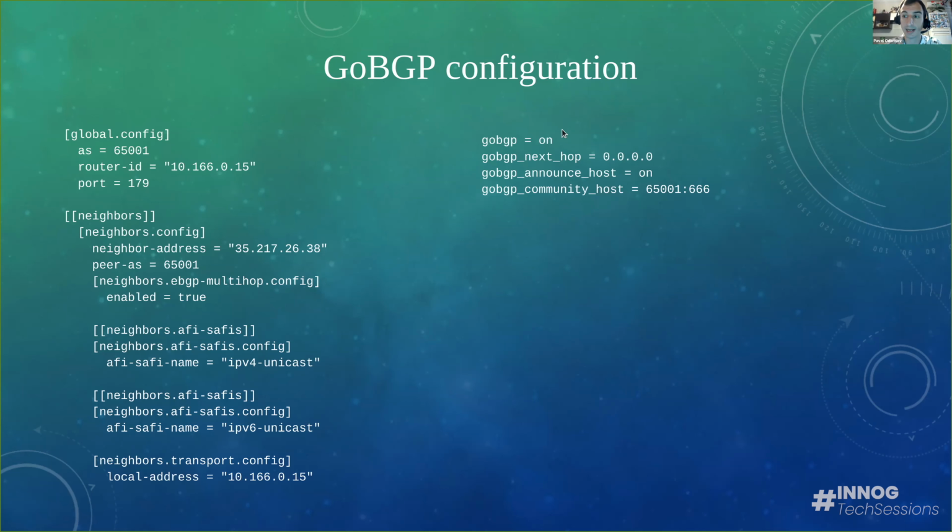You just need, again, as with NetFlow, to enable it. And then you need to enable announces for host. And you need to set a specific value for the community, because it may be specific for your network, because not every single network, of course, uses 666. Your upstream may use a different one. And then you just need to check. That's all you actually need to change.